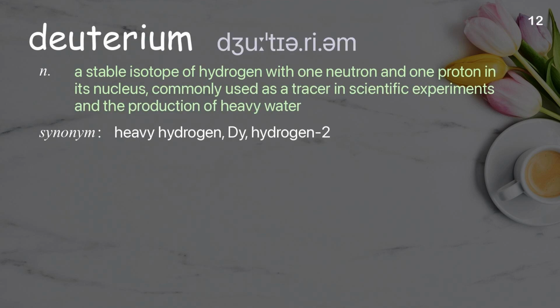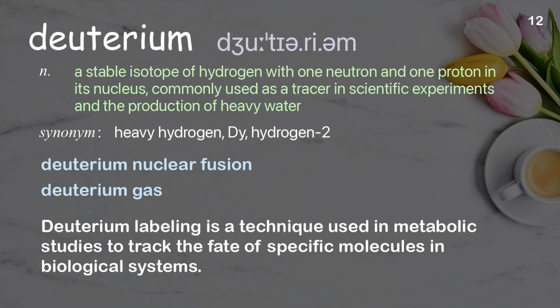Deuterium. A stable isotope of hydrogen with one neutron and one proton in its nucleus, commonly used as a tracer in scientific experiments and the production of heavy water. Examples: Deuterium nuclear fusion. Deuterium gas. Deuterium labeling is a technique used in metabolic studies to track the fate of specific molecules in biological systems.